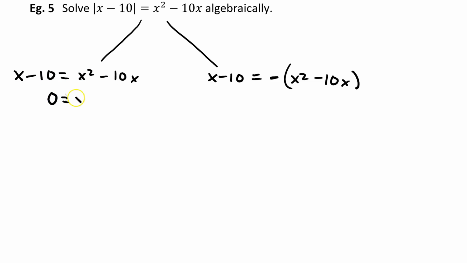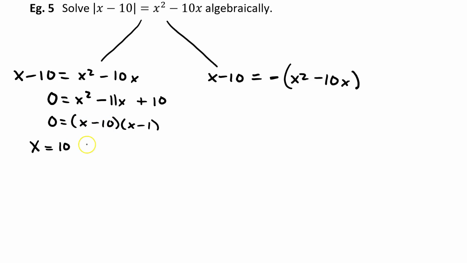So 0 equals x squared. Negative 10x minus x is negative 11x plus 10. Now this is factorable because two numbers that multiply out to positive 10 and add up to negative 11 are negative 10 and negative 1. So 0 equals x minus 10 and x minus 1. So that means the x values that will bring this to 0 are going to be positive 10. 10 minus 10 is 0. And the solution using this one is going to be positive 1.